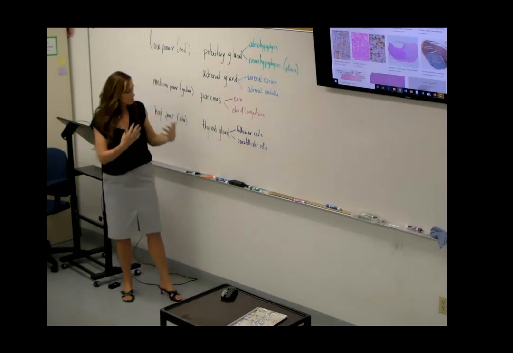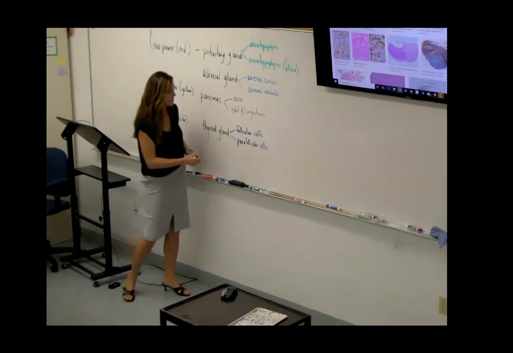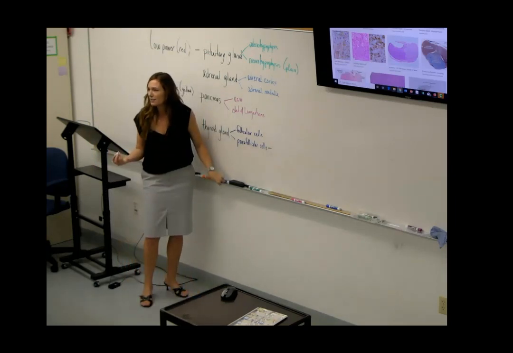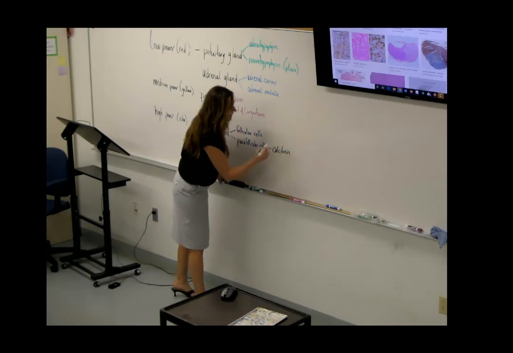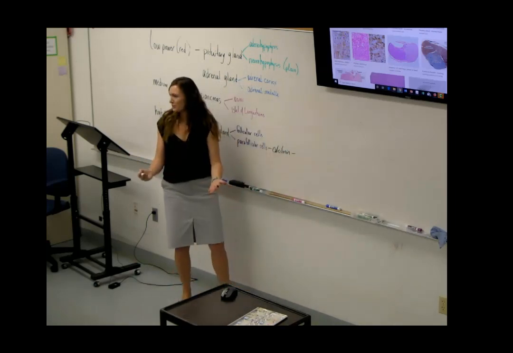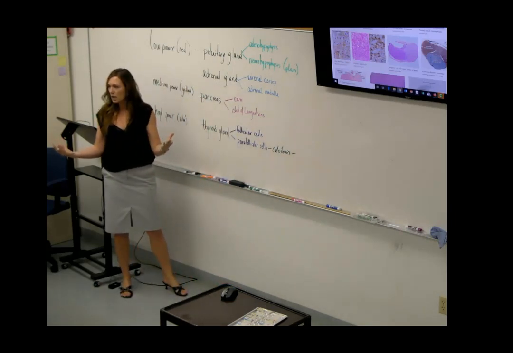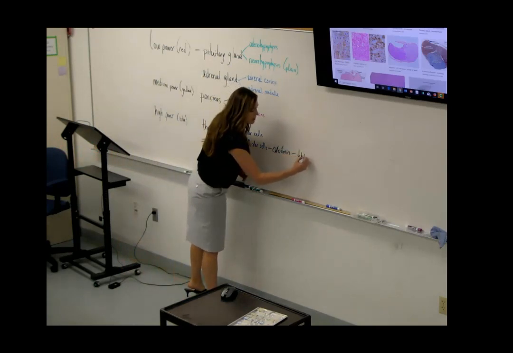Then to complete it, you can go through and ask, what hormone are the parafollicular cells going to make? Calcitonin. Excellent. And the next thing would be, what does it do? If you did that, you would have everything on one page. So calcitonin is going to decrease our blood calcium.